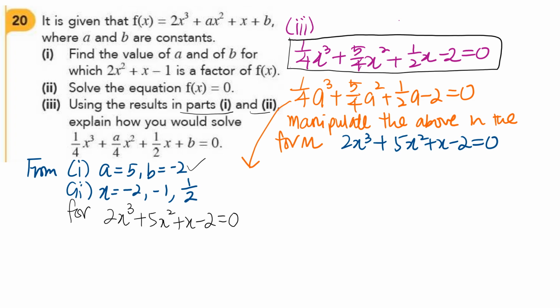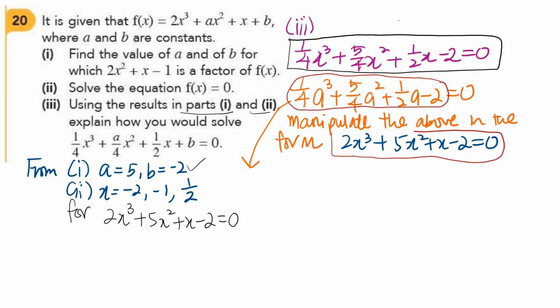So instead of solving for 1/4 x cubed plus 5/4 x squared plus half x minus 2 equals to 0, we're going to solve for 1/4 a cubed plus 5/4 a squared plus half a minus 2 equals to 0. Basically, I just replace my x with the letter a. So what we need to do is manipulate. That means I need to do some magic to make it in this form.